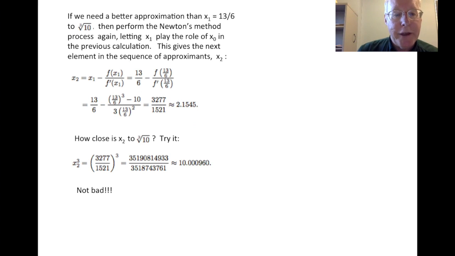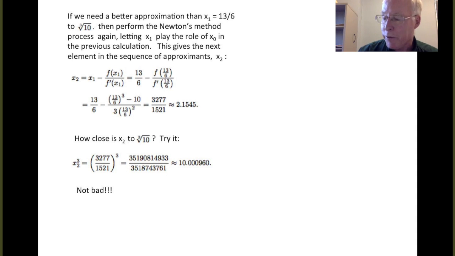Is that close to the cube root of 10? Well, you can try it. Let's take this x2 value, cube it, and we get this impressive fraction out here. And when you put it in decimal form, there it is, 10.000960. That's coming out very close to the cube root of 10 then after just 2 uses of Newton's method, so that's not too bad. If you wanted to do even better, of course, you could take this number, the 3277 over 1521, our x2, use that as input into Newton's method, find x3, and keep going until you're satisfied with the degree of your approximation.